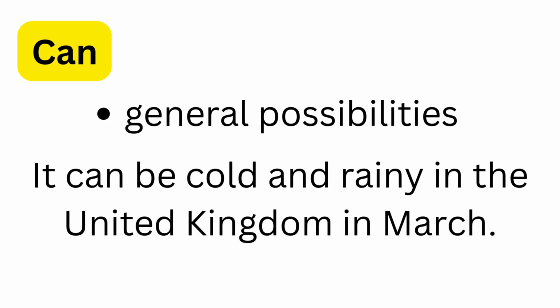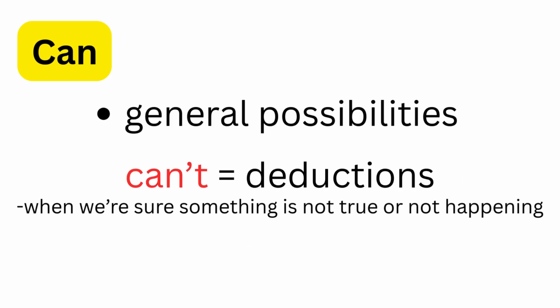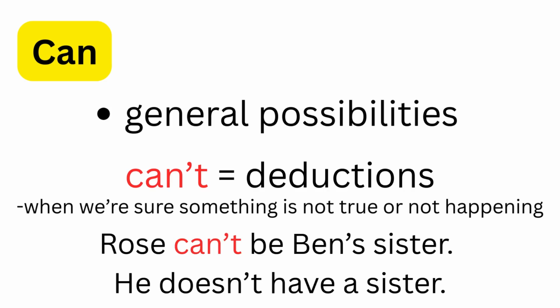We also use can to talk about general possibilities. For example, it can be cold and rainy in the United Kingdom in March. It's not always cold and rainy, but it is sometimes. We use can't to make deductions when we're sure something is not true or not happening. For example, Rose can't be Ben's sister. He doesn't have a sister.